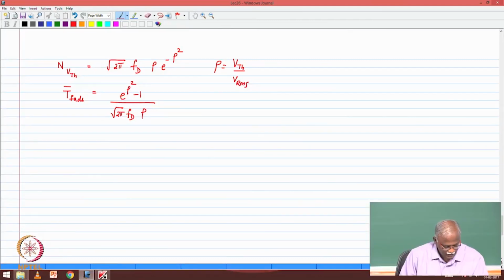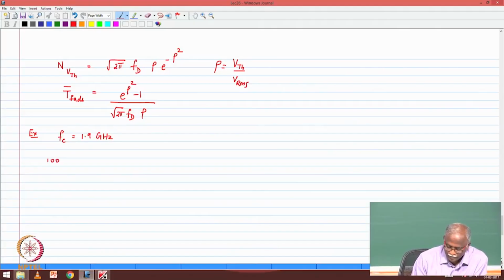Okay, that is a useful parameter, but maybe let us make it even more relevant and practical. So take a slightly different example: carrier frequency of 1.9 gigahertz, just for a change. Look at two speeds, 100 kilometers per hour and 3 kilometers per hour; one is vehicular, the other is pedestrian. The corresponding Doppler frequencies in this case are 176 hertz and 5.3 hertz.